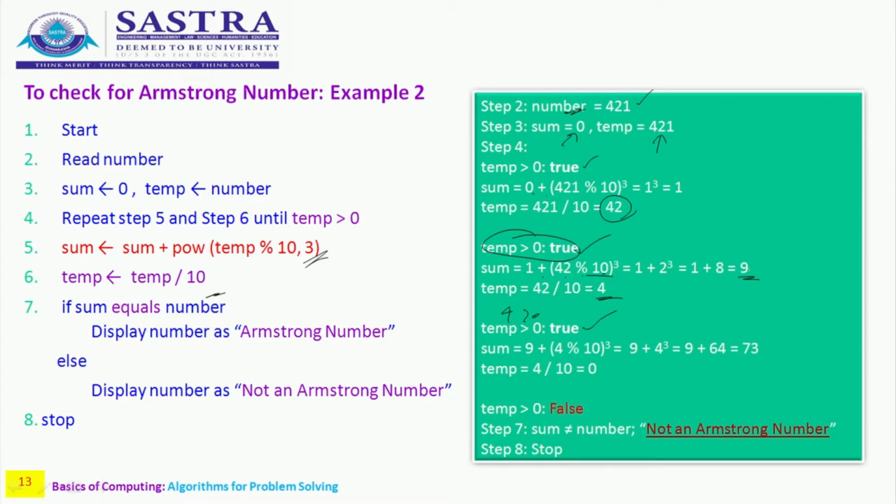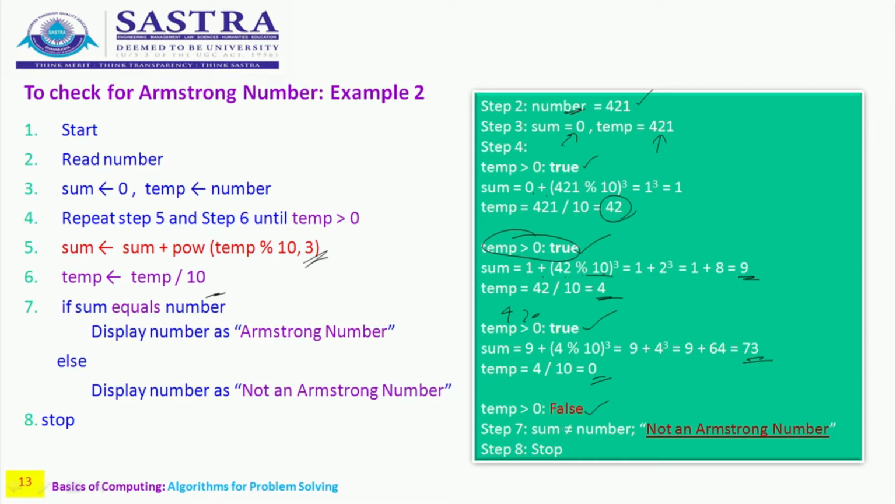So the previously calculated value, which is 9, plus 4 mod 10. If the numerator is smaller, then it will be returning only the same number. So 4 is returned. So 9 plus 4 cube will give you 9 plus 64, which is 73. Then again you will divide your temp by 10. So 4 by 10 will give you 0. But this time the loop fails because temp must be greater than 0. So it cannot accept this. It will come out of the loop.